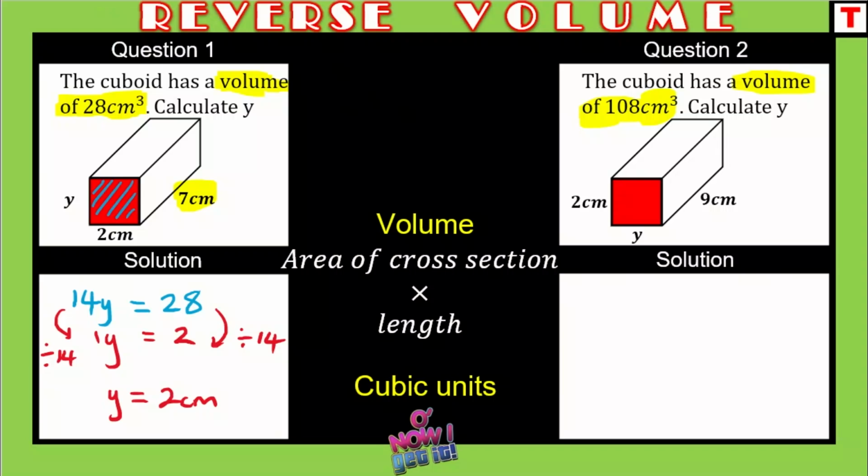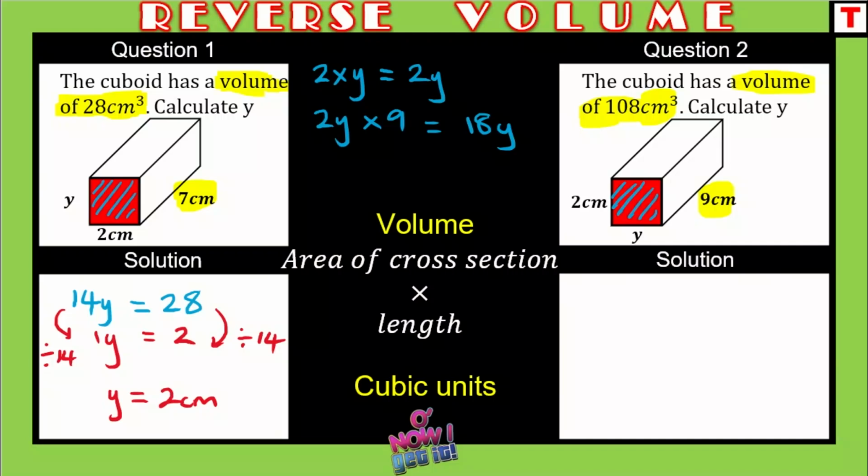So we're going to be firstly finding the area of the cross section, so the area of this section. So this again would have been our 2 multiplied by y. So 2 multiplied by y would have given us the area. So this is just going to give us 2y. And then the area is going to be multiplied by how long the shape is. And we know that the shape is 9 centimeters. So therefore this is going to be 2y multiplied by 9, which is going to give us 2 times 9 would give us 18. So this is going to be 18y.